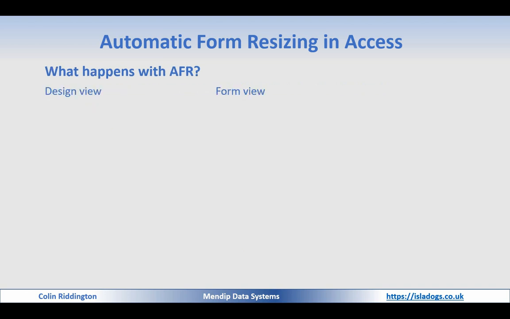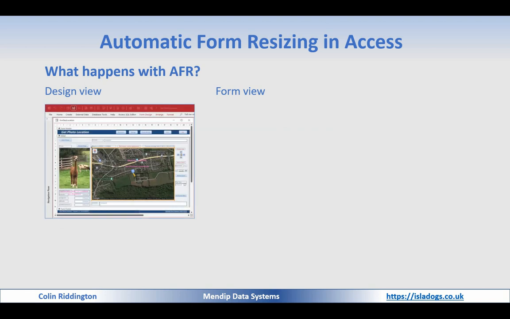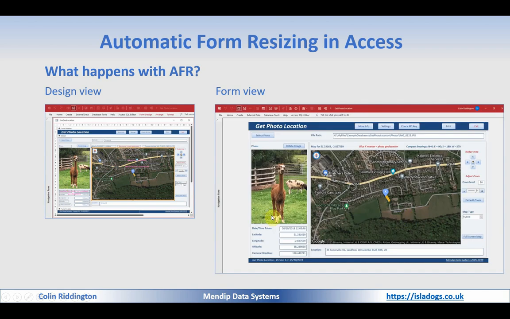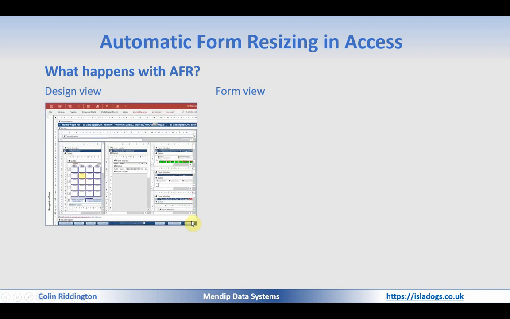I will show you that code later on. So another example then. Here's a form in design view. It's got a photograph and a map, and after resizing then you can see everything has been enlarged to suit and is now readable. Here's a more complicated form.